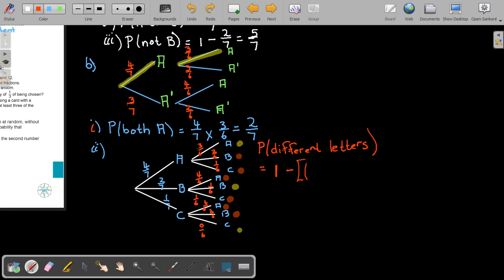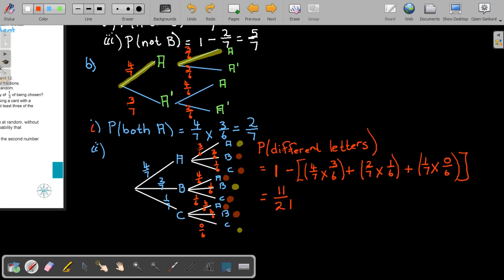I'm going to find it like this. I'm going to say 4 out of 7 multiply 3 out of 6. Okay? And I'm first going to add this up. And I'm going to take this one, 2 out of 7, multiply 1 out of 6. And I'm going to add this one, which is going to be 1 out of 7, multiply 0 out of 6. You could have also said, if you don't want to first add it up, 1 minus this bracket, minus this bracket, minus this bracket. But it will give you the same answer. And the final answer will be 11 over 21. But remember, if you were working with these red branches and you were adding it up after you multiplied, you will also get 11 over 21.